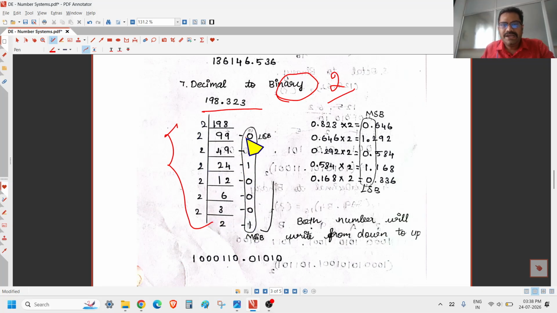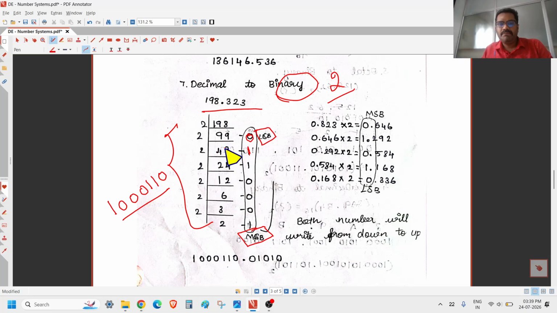While dividing, if there is no remainder, you have to mention 0 like this, and if there is a remainder, you have to mention 1 like this, okay. And after completing, you have to write the number. But don't forget, here only we have to mention the MSB, and here only the LSB will be there. So the number is 1 0 0 0 1 1 0. Likewise, from bottom to top you have to write the number. That is the concept, right? Okay, so this is for the full number.